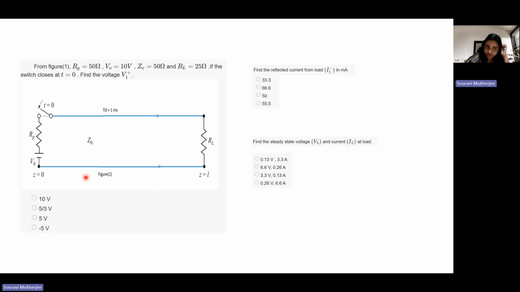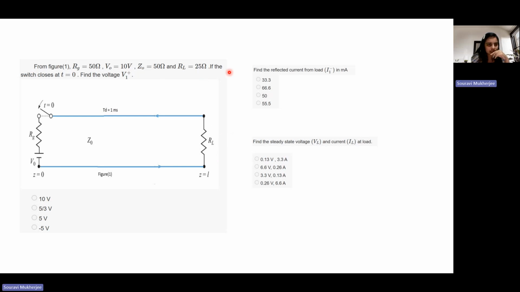Now, when we see questions like this, which I have seen in previous years' assignments, these are again based on all the concepts that we have already discussed. So what this is telling you is there is a load at the generator end. You know the voltage that's coming from the source, and then you know the characteristic impedance of your transmission line, which is given by this blue line here. And you know the load impedance.